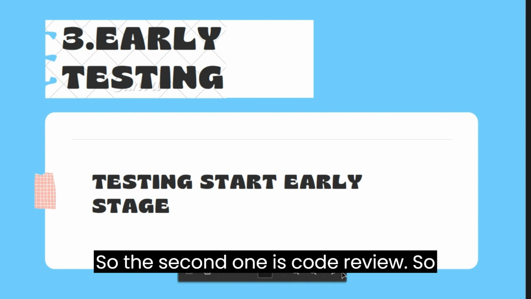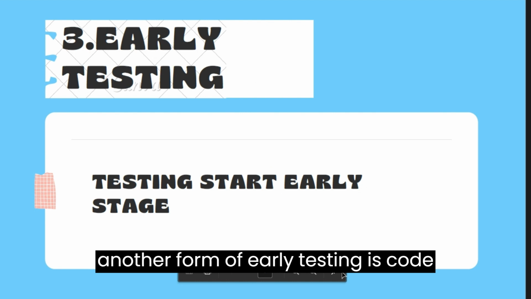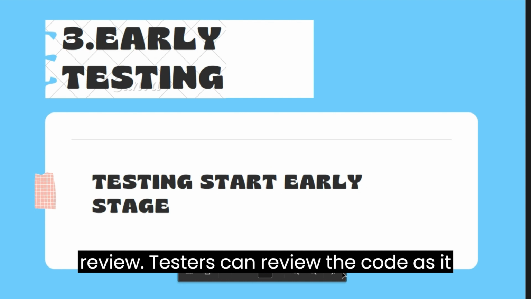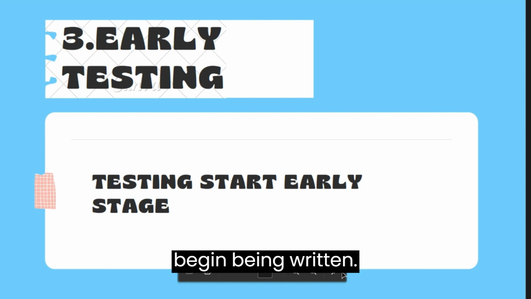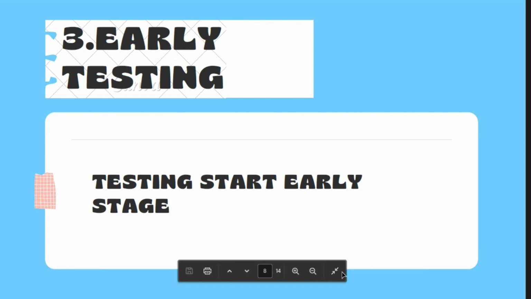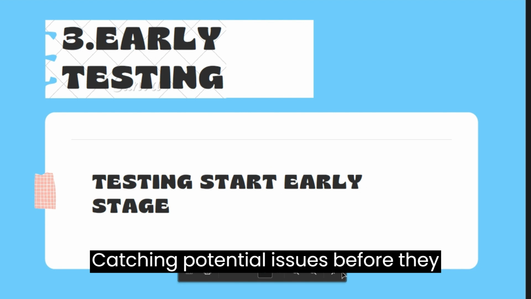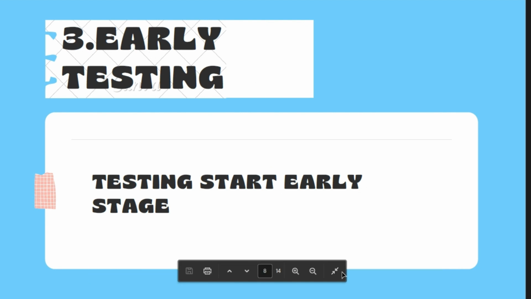So the second one is code review. Another form of early testing is code review. Testers can review the code as it begins being written, catching potential issues before they become major problems.